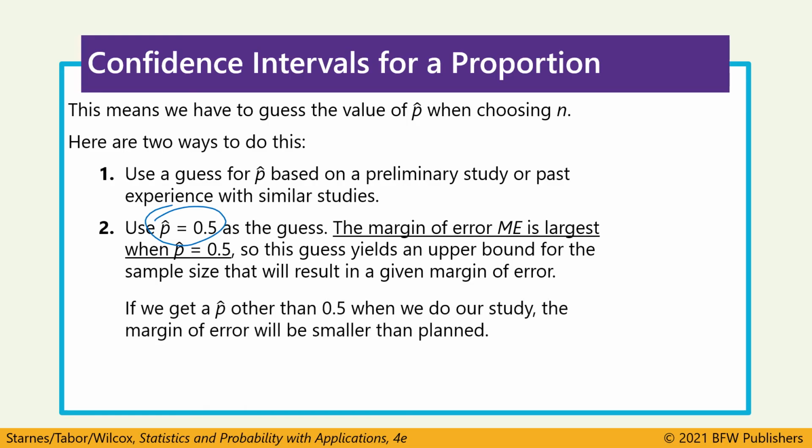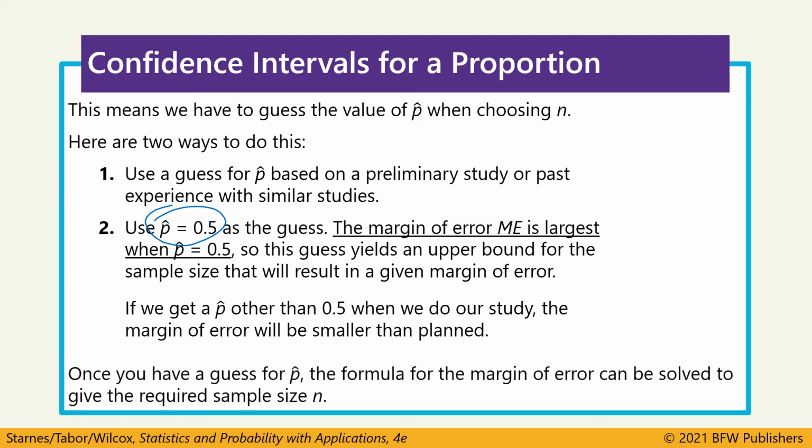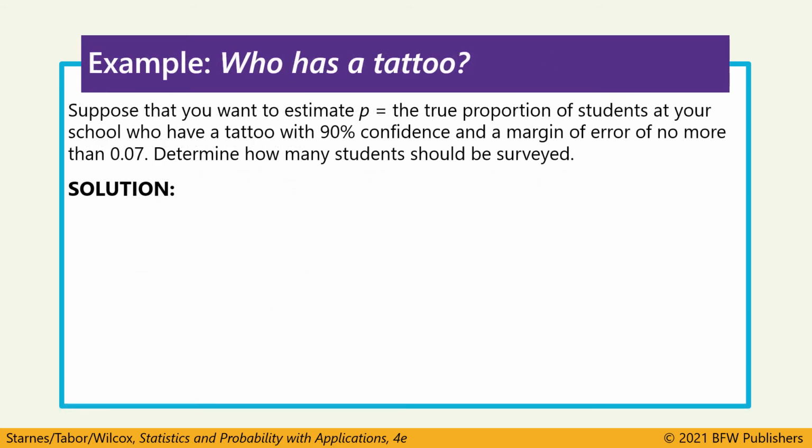If it ends up being anything else, we just result in a smaller margin of error, which is good for us. So once we pick our p hat, we can do the calculations and figure out what size sample we need to take in order to get a margin of error within 3% or whatever it is for our desired margin of error. Let's suppose that we want to estimate p, the true proportion of students at your school who have a tattoo, with 90% confidence and a margin of error of no more than 7%. So the question we're trying to answer right now is how many students do we have to survey to get a margin of error within 7%?